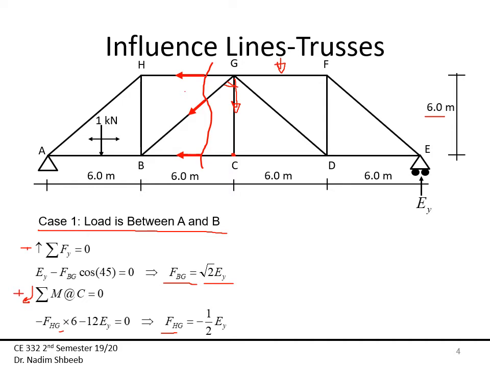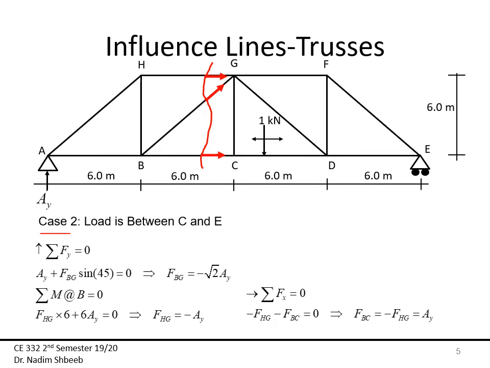Now I can just simply make the summation of Fx equal to 0, then minus FHG minus FBC is going to be 0, then FBC is going to be equal to minus FHG, which means FBC is equal to 1/2 EY. Okay, so for that, now I found the forces from 0 to x.